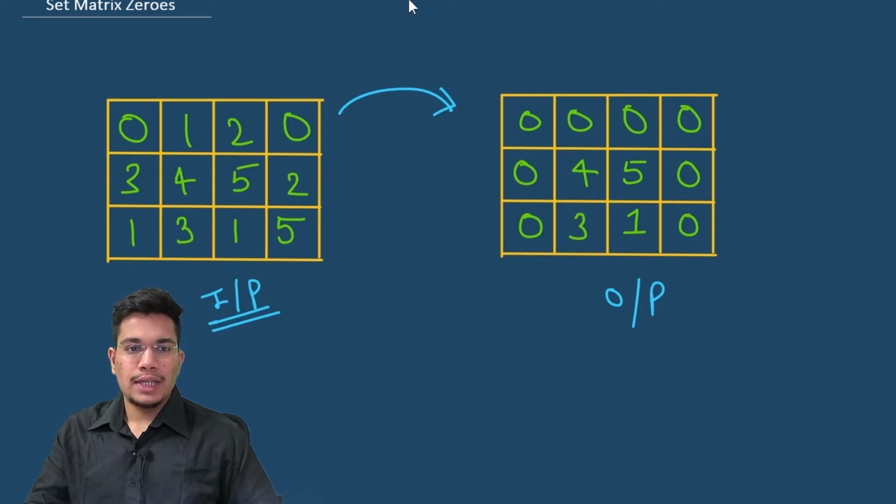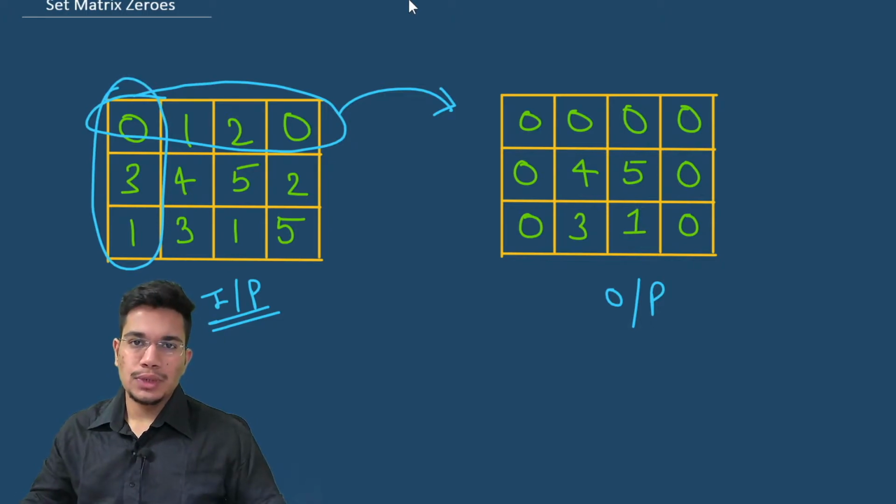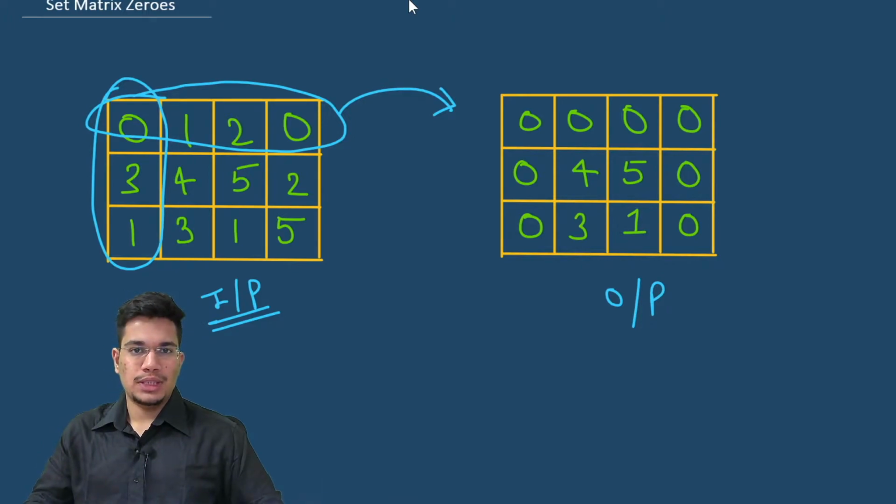Instead of that, we actually use the first row as the first array that we have created and the first column as the second array that we created. So we are actually using the space inside our original matrix itself as our containers which are going to store the information. So that is how we are doing this in constant space. So how do we store the information?